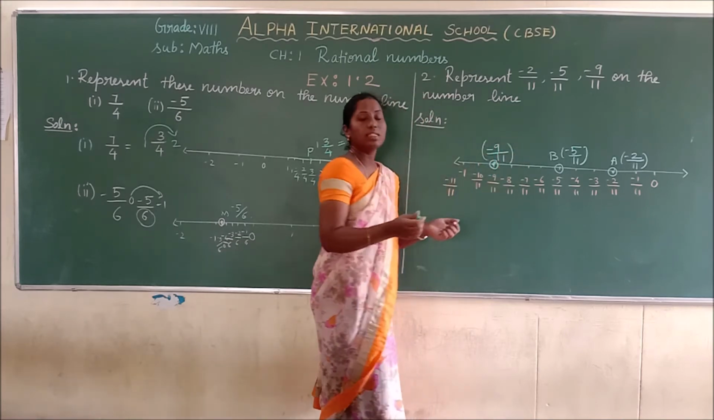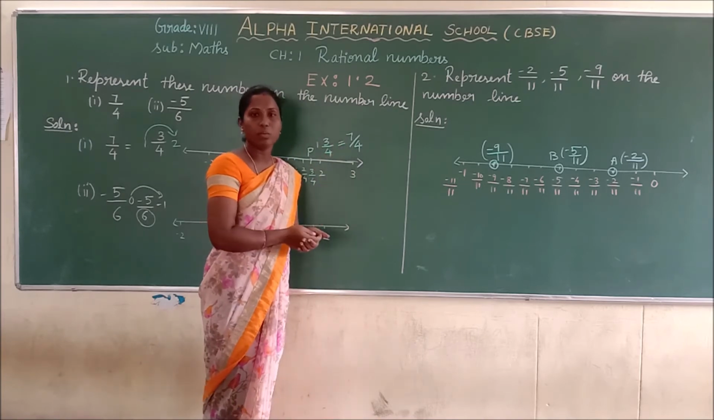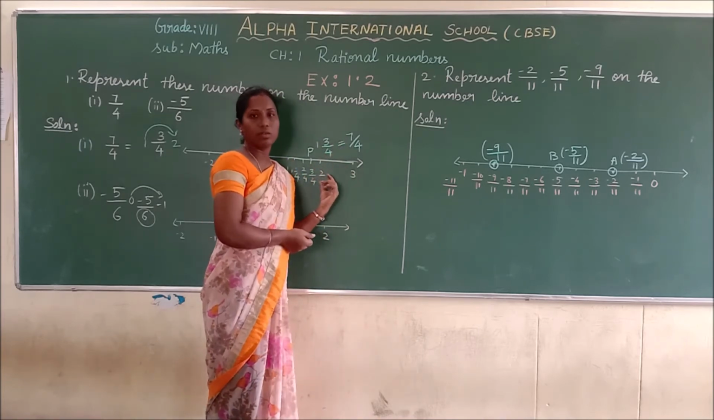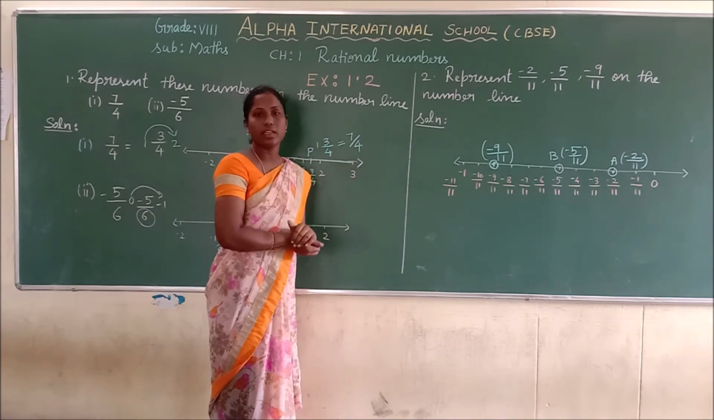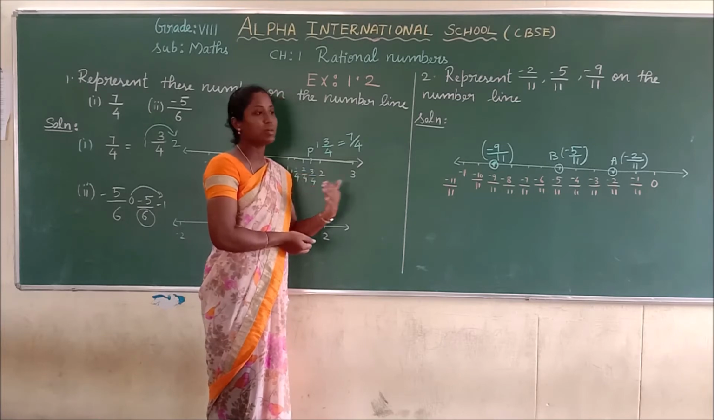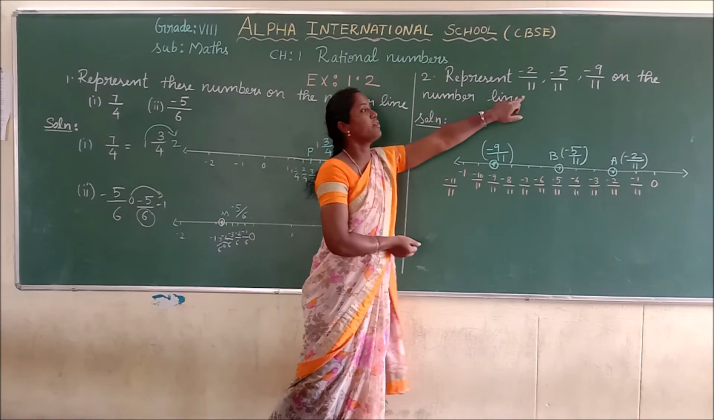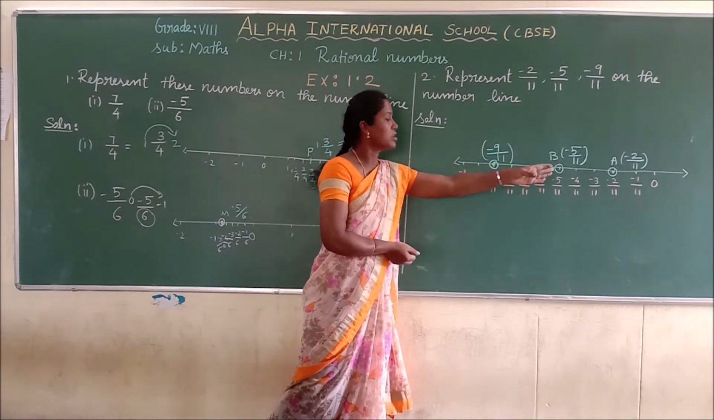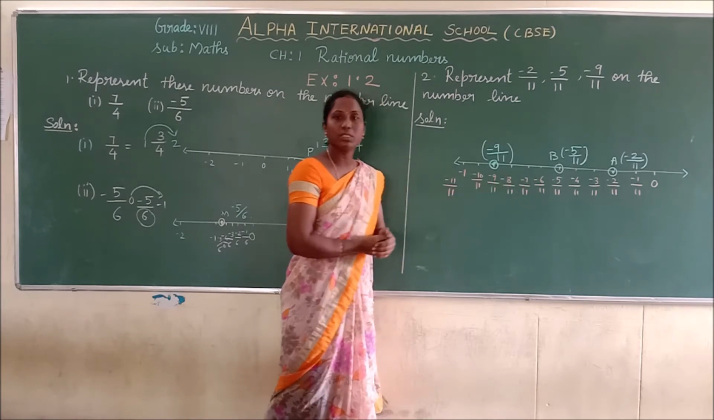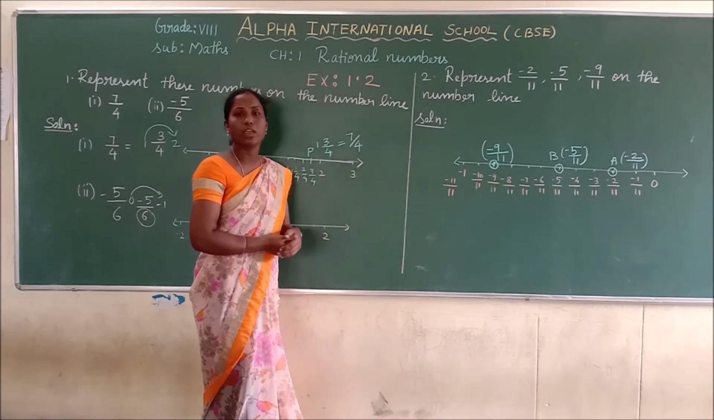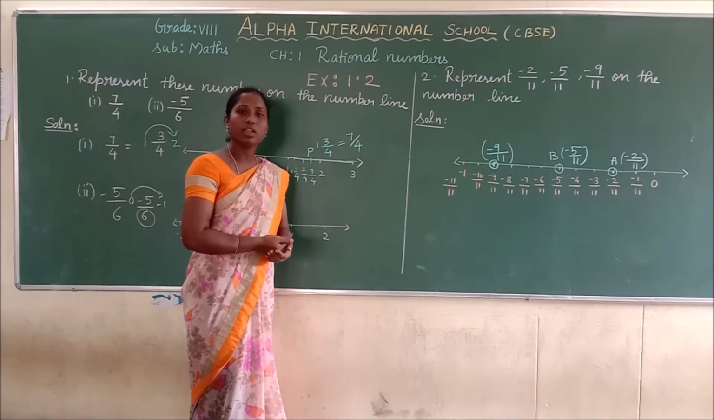So listen children, if numbers are given, according to the given numbers you have to draw your number line. If you want to extend to the positive side, extend the positive side. If you want the negative side, extend the negative side. And according to the denominator, if it is 11, see, 0 to minus 1 I have to divide into 11 equal parts, so you must leave enough space. Now you are clear how to represent a rational number on the number line.